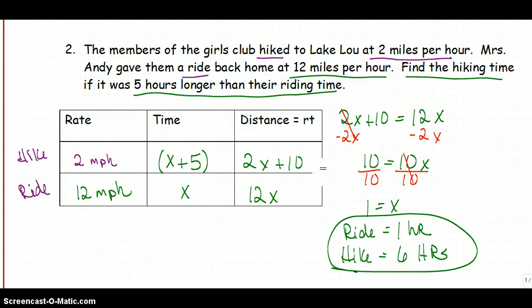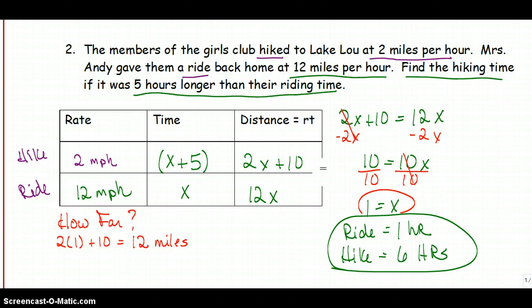Now I don't know about you, but I'm curious how far they hiked. So let's look at how far. Now the good thing about this is it doesn't matter which distance equation you choose. They're both going to work, and I'm going to show you. So I know that x was equal to 1. So let's look at the first one, 2x plus 10. So 2 times 1 plus 10 is equal to 12. So their hike was 12 miles.